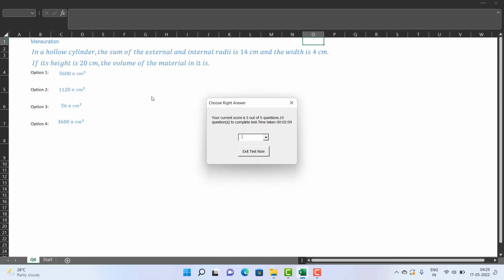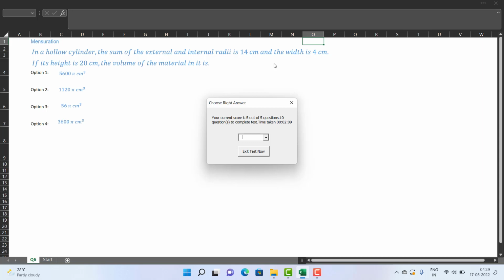Bravo. In a hollow cylinder, the sum of the external and internal radii is 14 cm and the width is 4 cm. If its height is 20 cm, the volume of the material in it is, so we will have to find out the volume of a hollow cylinder. So here inner radius be Ri, outer radius be Ro. Ri plus Ro is equal to 14, Ro minus Ri is 4 and h is equal to 20 cm.